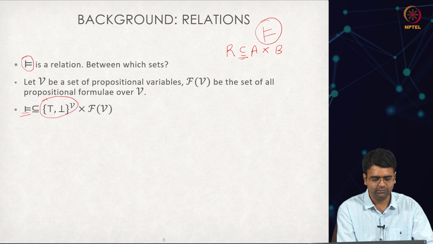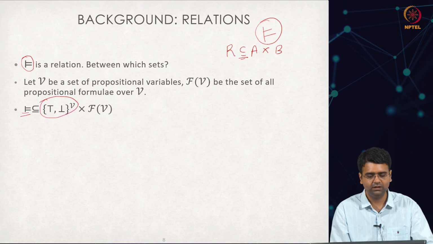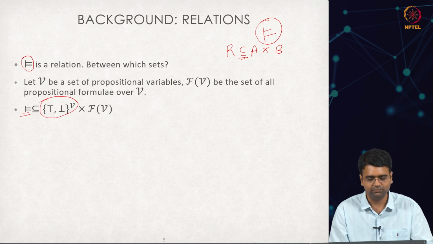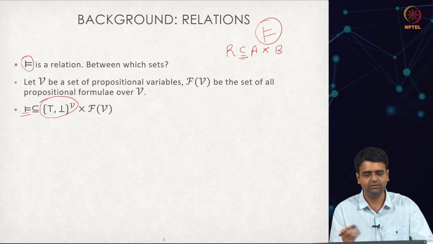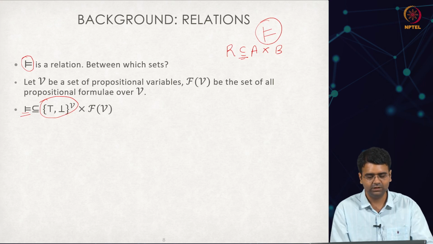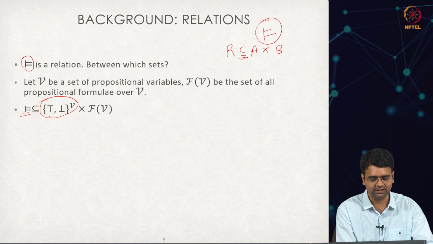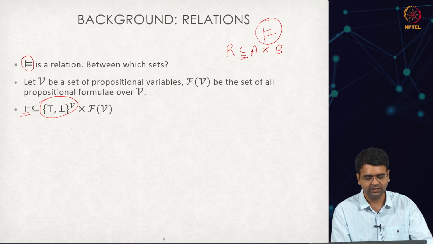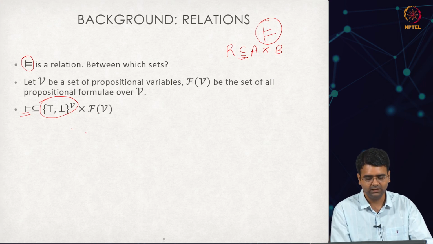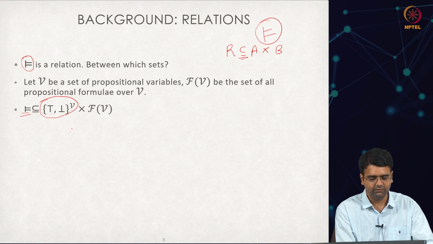So this notation means we are considering all functions from V to true or false. So we know that an interpretation assigns a truth value to every propositional variable. So the set of all possible interpretations is the set of all possible functions, which we denote using this particular notation. So you take the set of all functions from the set of propositional logic variables V to the truth values true and false. And f of V is the set of all possible propositional logic formulas over the variables V. So this is a relation which is a subset of these two.